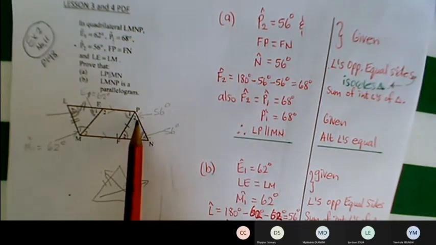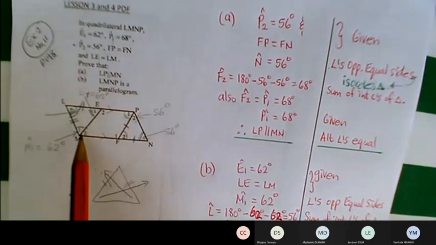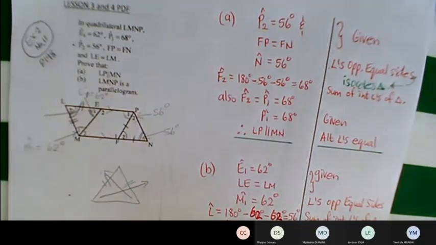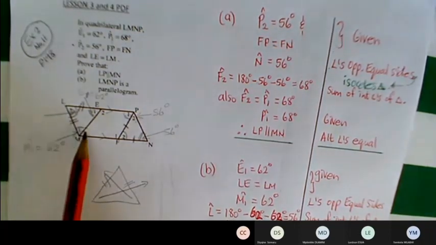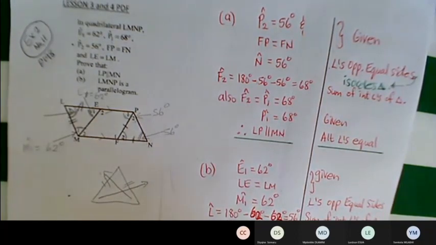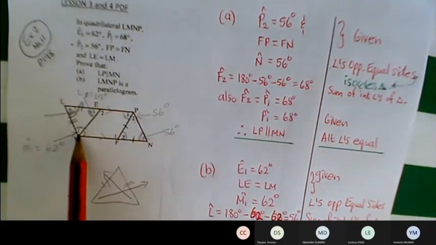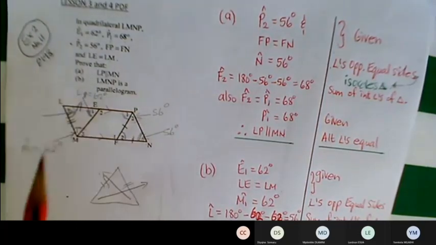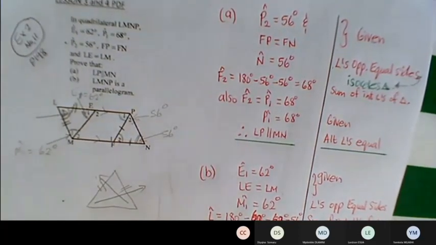So if you take P1 and P2, add them together. Don't forget that P1 was 68, P2 is 56. Adding them together, add these two angles and see what happens. So when you add those angles up, notice we get 124. We get 124. So angle M is 124. Angle P is also 124. So now when we have a four-sided shape where the opposite angles are equal, two sets of them, we can conclude that it's a parallelogram.